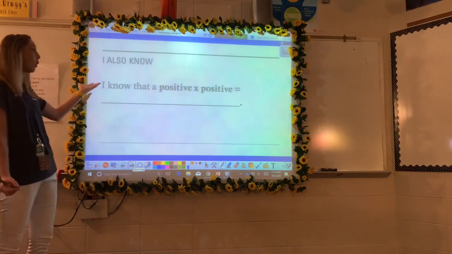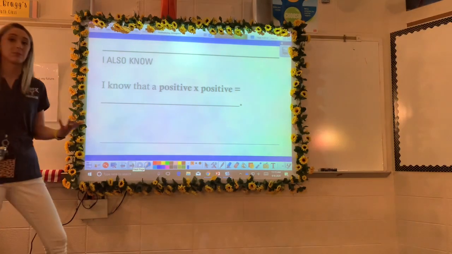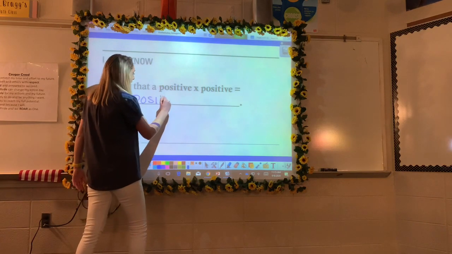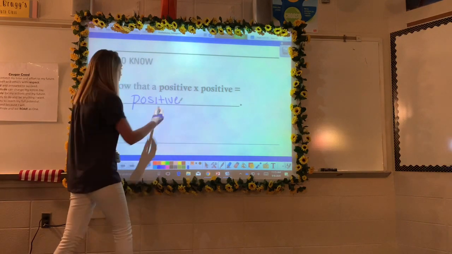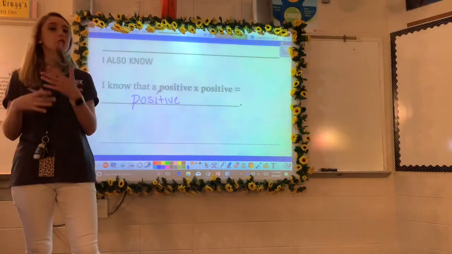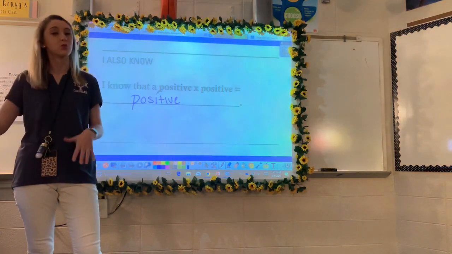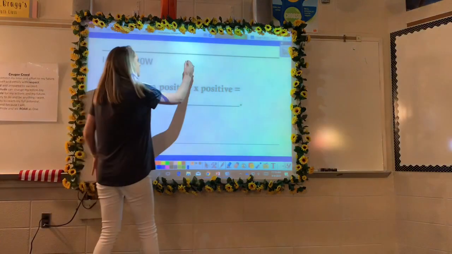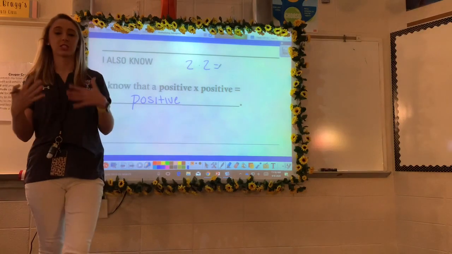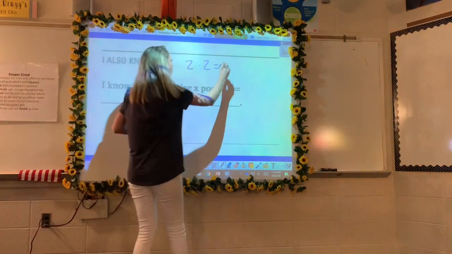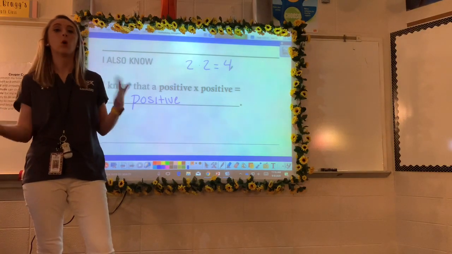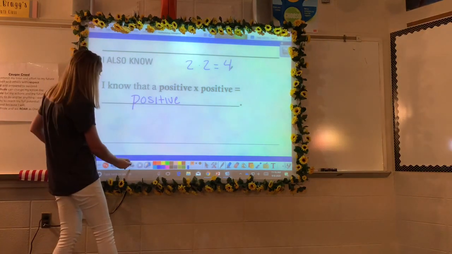You also know that a positive times a positive will always be positive. For example, you know what 2 times 2 is. 2 times 2 is 4. Both those 2's are positive, so it's guaranteed to be positive. That would give you 4. So that shows you any positive times a positive will always be a positive.